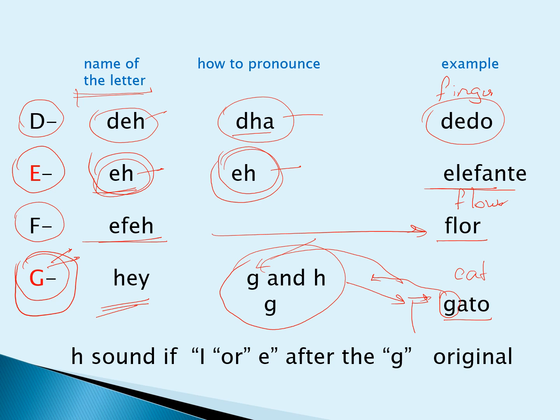And you can see this word, we will see original. This is not sounded as the G sound, this is sounded as the H sound, because after the G, if I, O, E comes, then it sounds as the H sound. So this is original. Good.